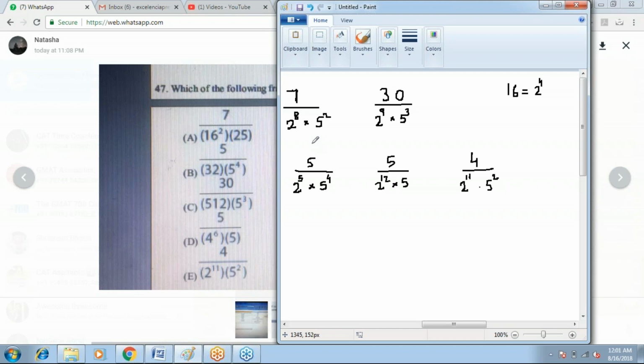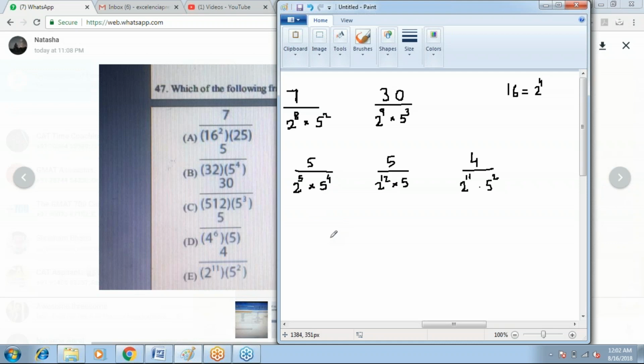So see what is easy for you to do here. To make the numerators the same, we would have to bring 7, 5, 4, 30 all to the same value. The LCM of 7, 5, 4 and 30 would be 420. To make 420, we would have to multiply by very odd numbers, which would be a risky task. So what do we do here? We see the denominators have 2 and 5 only. Let's take advantage of that.